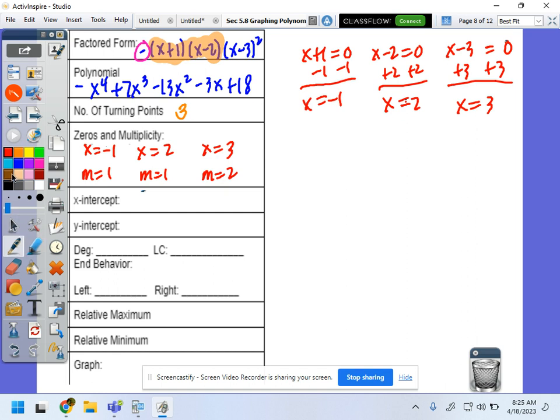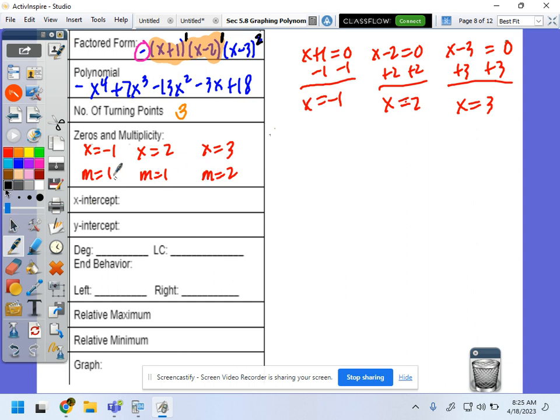Where did you get the multiplicity? Because the degree of the factor of the negative 1 is coming from x plus 1. So this is 1 here, that's 1 there, this is 2. That's how you get the multiplicity. We're all good with that one, guys?